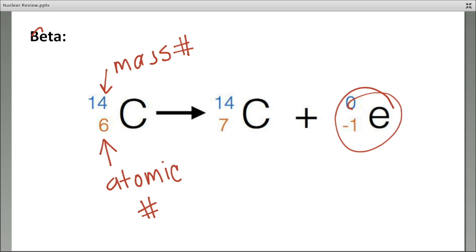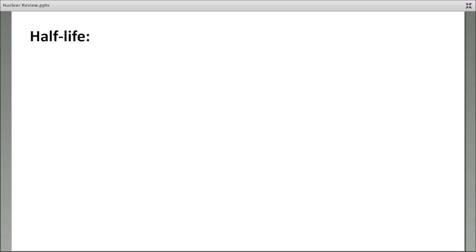So if you saw this, you didn't have the beta here. You said, oh, -1, an electron. Oh, that must be beta radiation. So they might do something like that. They might give you an equation like this and then ask what type of radiation it is.